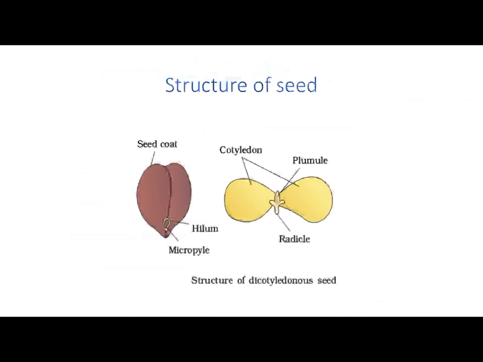Perhaps you have seen mustard seeds and gram seeds. Is there any difference between these two types of seeds? Mustard seed is the example of monocotyledons, whereas bean seed and gram seeds are the example of dicotyledons. Dicotyledons means it can be divided into two equal parts. Here we are going to discuss about the structure of dicot seed.